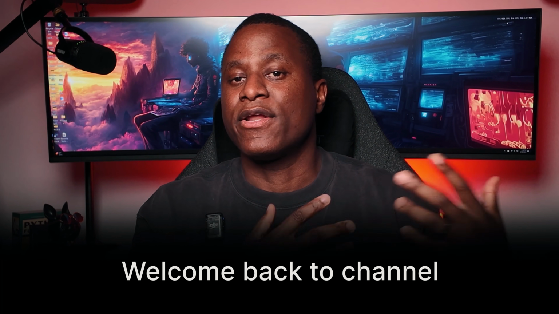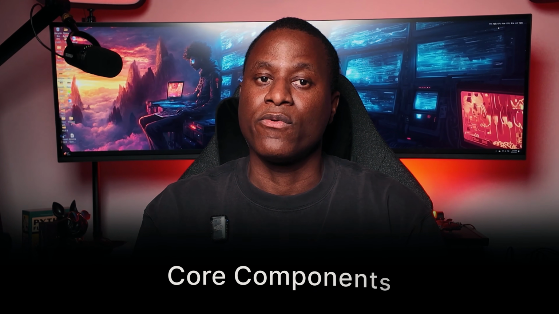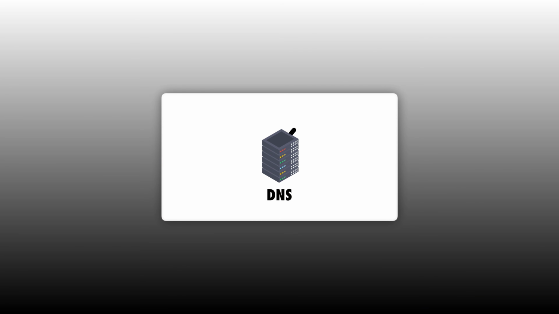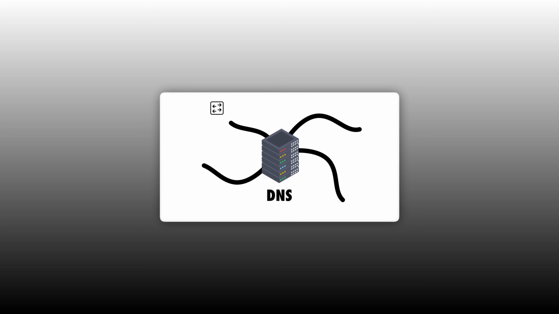So now that we've got our environment up and running, it's time for us to start building out some of the core components before we dive into setting up our application. And first on the list is our DNS server. There's this classic joke that says it's always DNS, not unless it's DHCP, but it's usually DNS. And that's because DNS is the one service that touches almost everything in your environment.